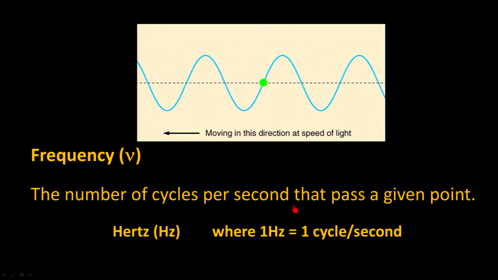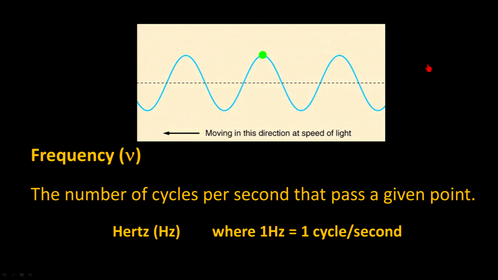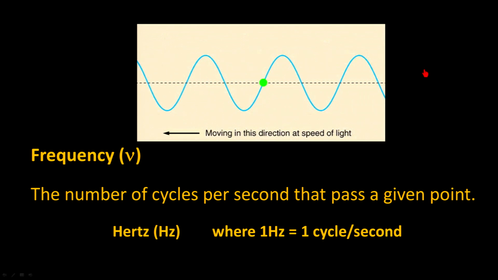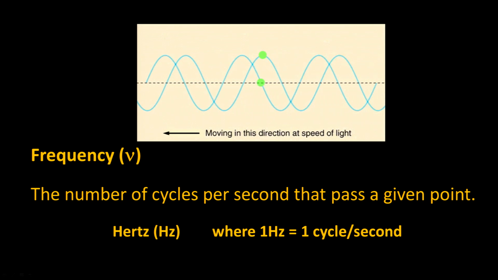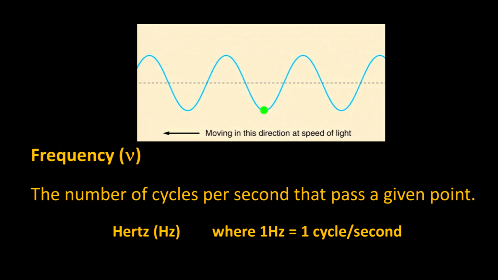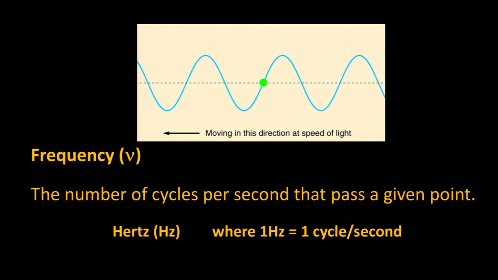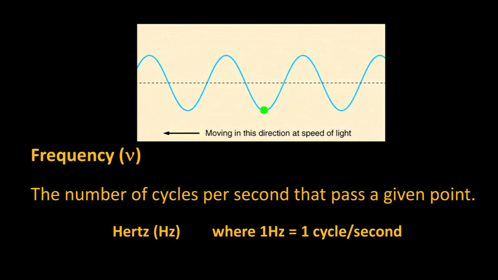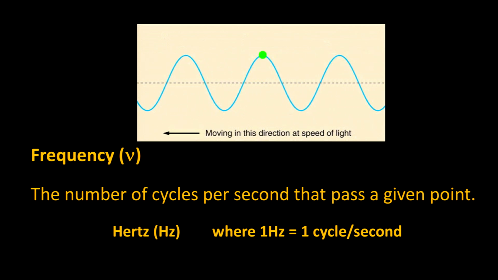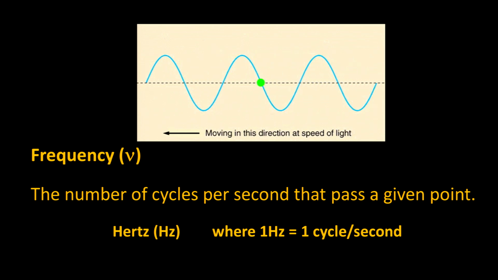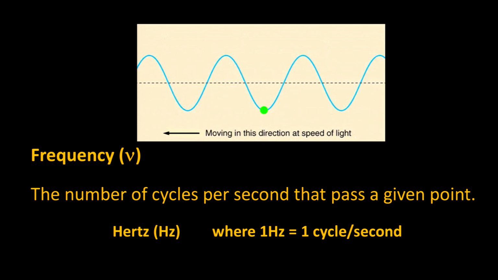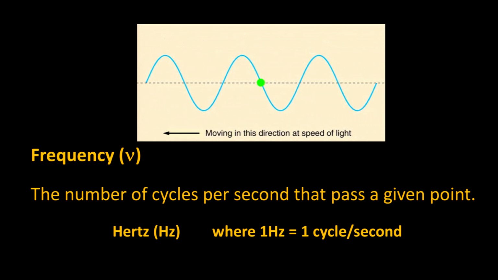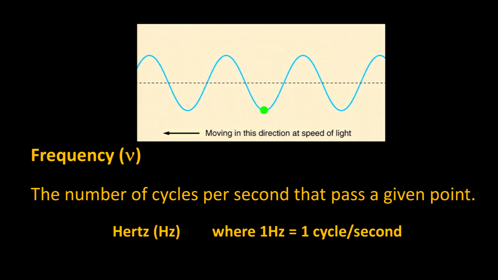So let me give you a few examples. If this green dot were to rise and fall 10 times in 1 second, the frequency of the wave is 10 hertz. If the green dot were to rise and fall 1,000 times in 1 second, the frequency of the wave is 1,000 hertz, or we might say 1 kilohertz. If it rises and falls 1,000,000 times in 1 second, then we would say that the frequency is 1,000,000 hertz, or maybe we might say 1 megahertz.